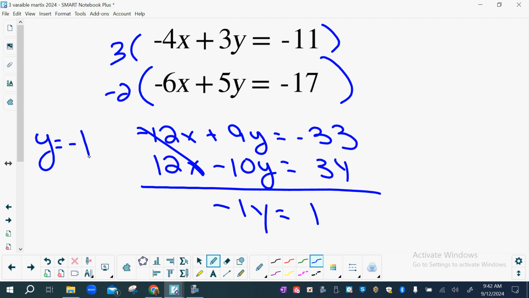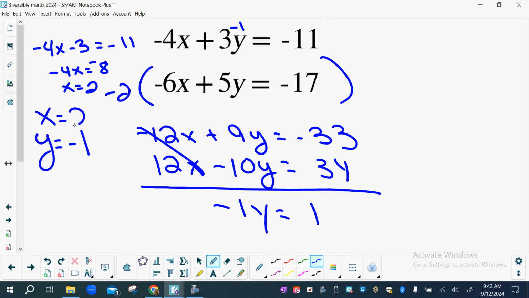Y equals -1. We feeling pretty good about that? Yeah? And I'm going to take that -1 and plug it in right here. So I'm going to come up to the top. You can plug it in wherever you want, but I'm lazy. So I'm going to go right there. So I'm going to say -4x minus 3 equals -11. Minus 4x equals 8. X equals 2. There we go. X equals 2.